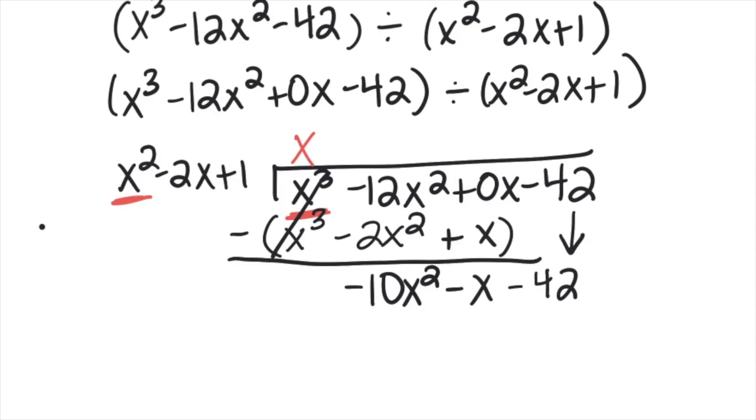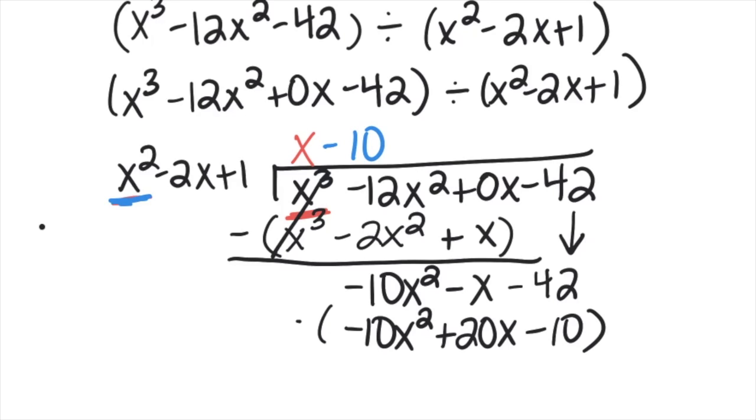All right, so repeat the process. What do we need to multiply x squared by to give me minus 10x squared? So that's going to be minus 10. Distribute. So negative 10 times x squared is going to be negative 10x squared. Negative 10 times negative 2x is going to be plus 20x. And negative 10 times 1 is going to be negative 10. So we're going to subtract there.